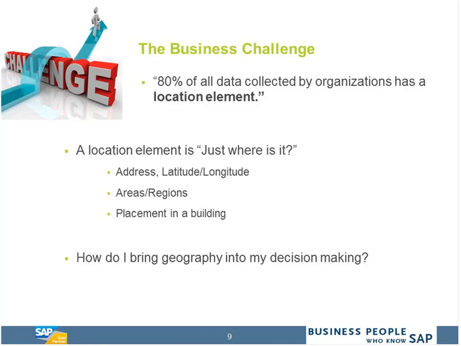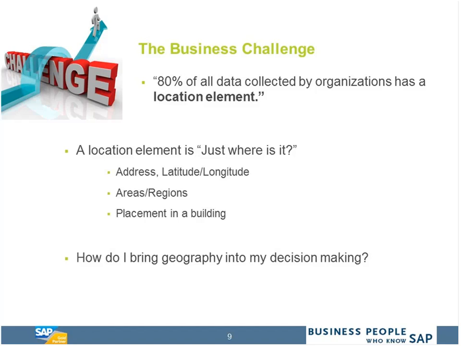Location elements are anything that can be described by asking yourself the question, where is it, or just where is it? On a phone call, we may ask our kids, where are you? Where do I pick you up? Or when driving to a store, where is that store? These are examples of location elements such as an address, latitude, or longitude.